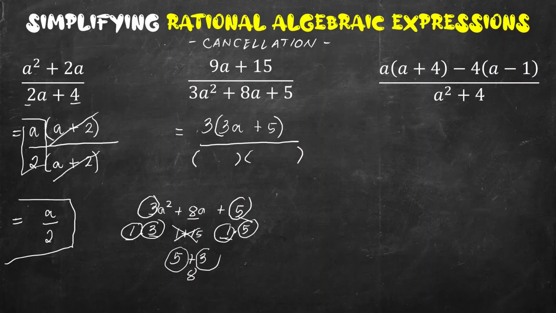Ilagay natin sa una yung ating 3a. Ito yung may a. 3a, tapos yung 1 naman niya ay dito. Ay, sorry. Ang kapartner ni 3 ay si 1. So, dito natin ilalagay ngayon si 1. Next, ang kapartner naman ni a ay si 5. So, dito natin ilalagay si 5. So, yun yung factored form niya. Okay, next. Cancel natin lahat ng magkamukha. 3a plus 5, 3a plus 5. So, ang natira natin ay 3 over a plus 1.